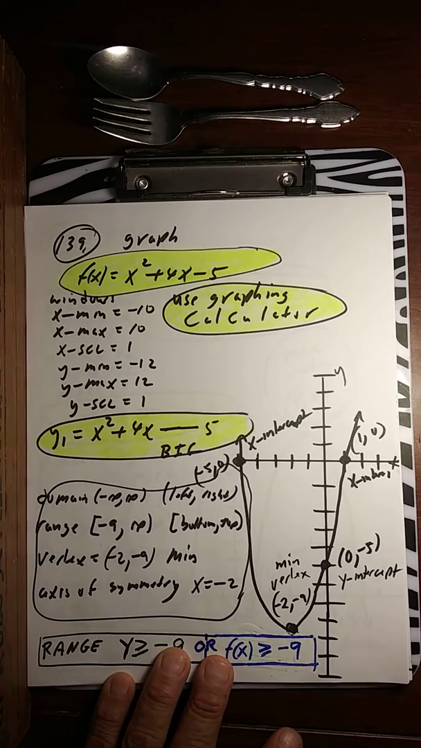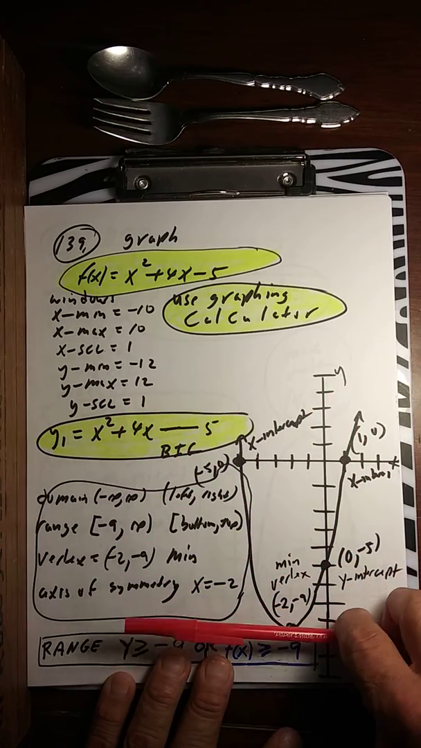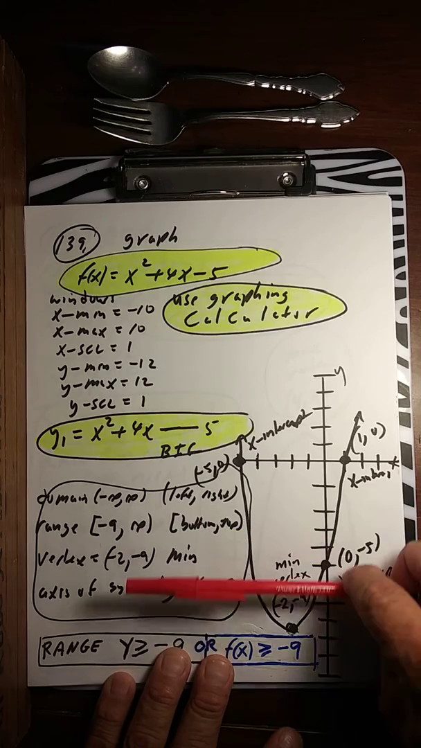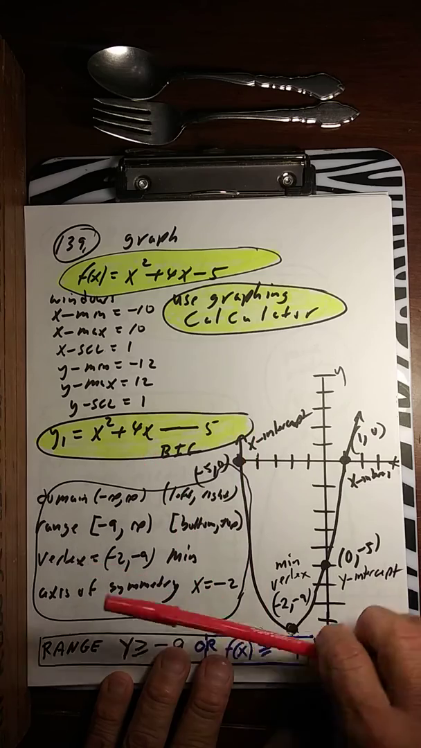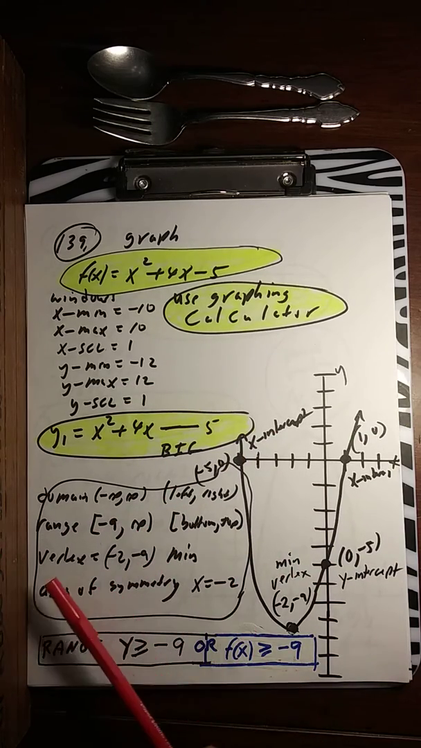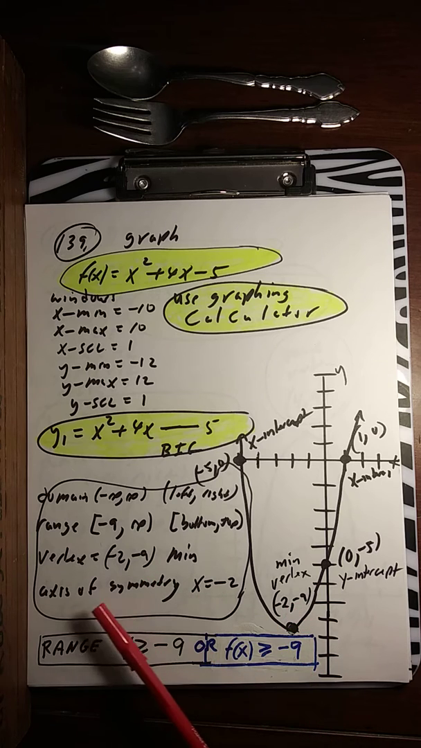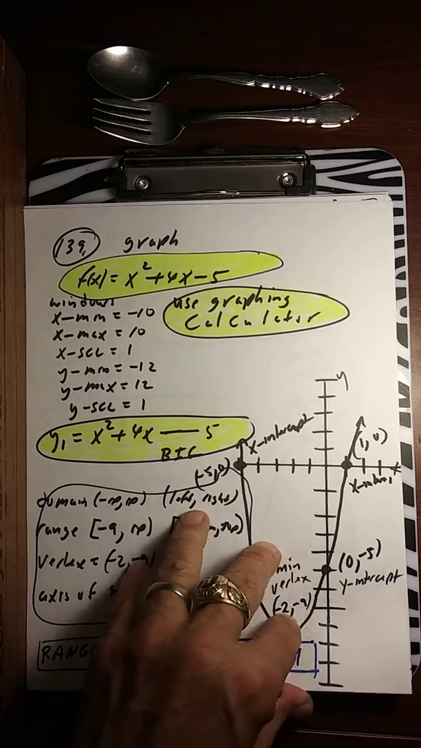Anyway, so now domain. It's all real numbers. Range is from -9, so -9 is the lowest. So it goes this way, -infinity to infinity, from -9 up. So range is from -9 to infinity. The vertex is (-2, -9). Axis of symmetry is x equals -2. Range, y is bigger than or equal to -9, or f of x is bigger than or equal to -9.